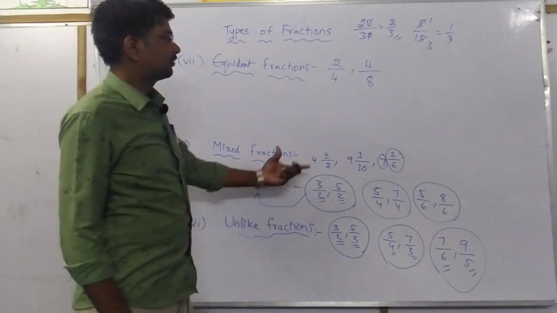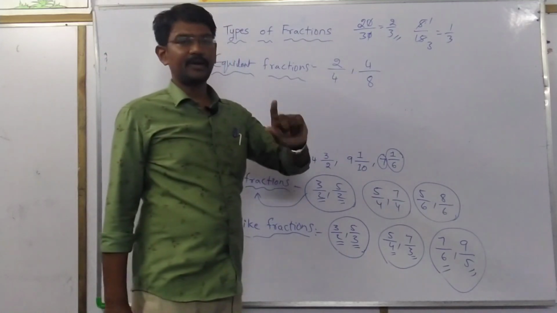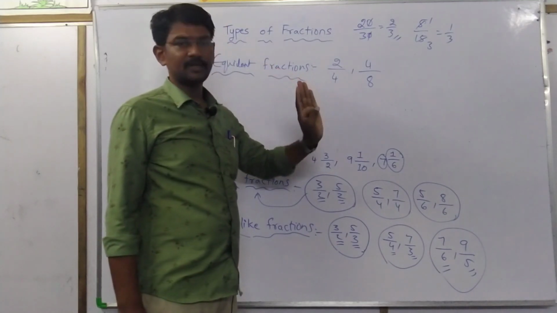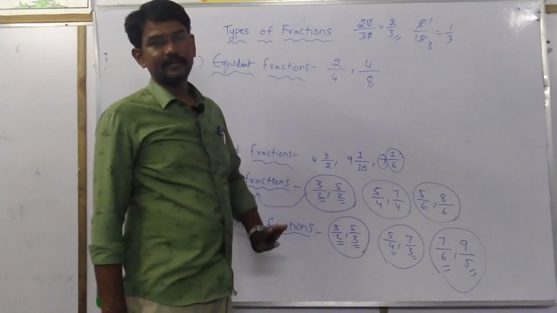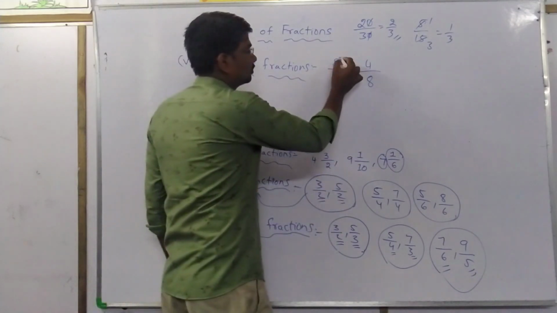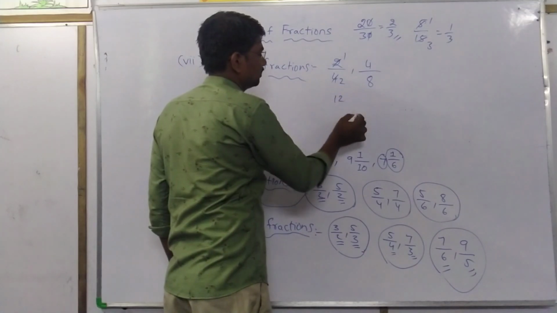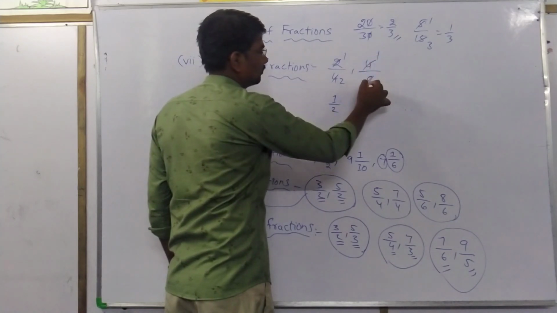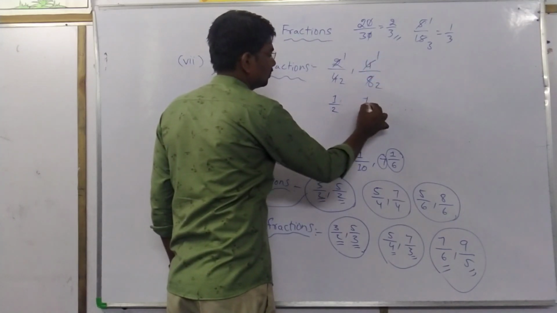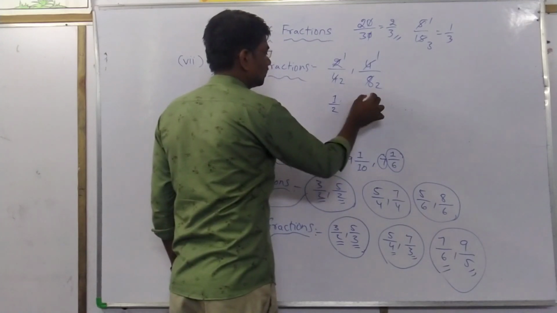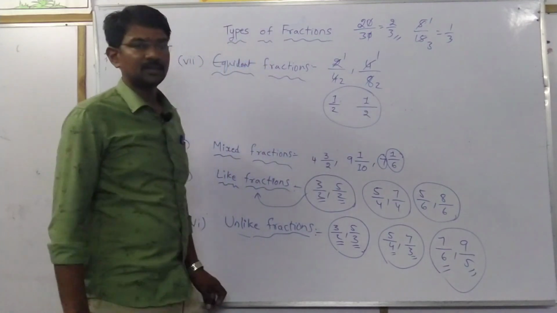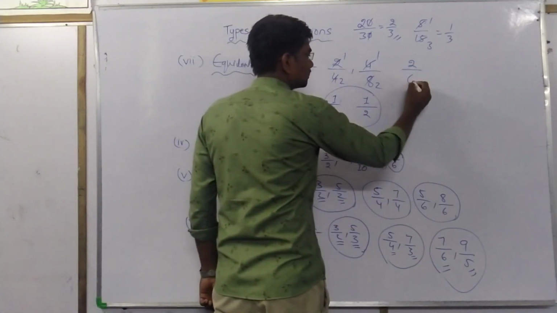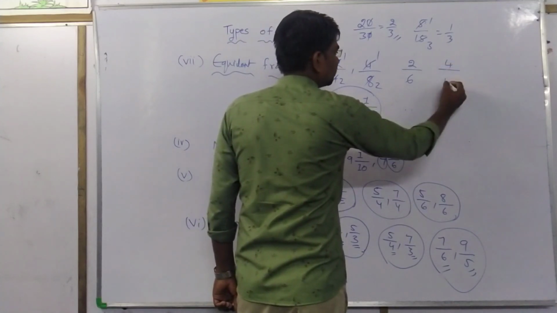Here, if two fractions after reducing are giving the same value, they are called equivalent fractions. See, 2 ones are 2, 2 twos are 4. What is here? 1 by 2. 4 ones are 4, 4 twos are 8. So, this is also 1 by 2. So, these are equivalent fractions.